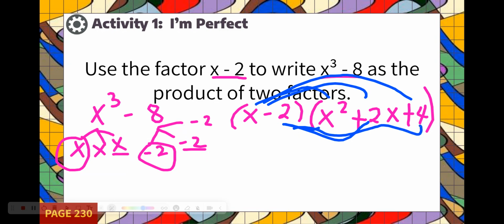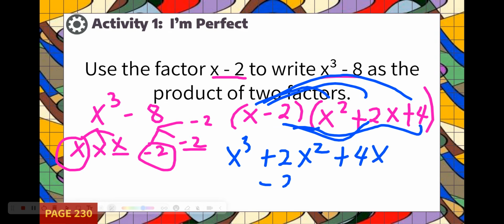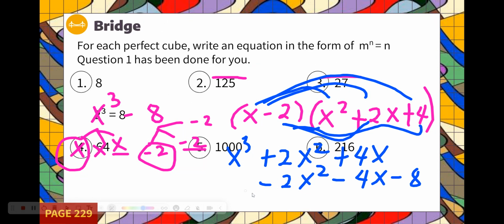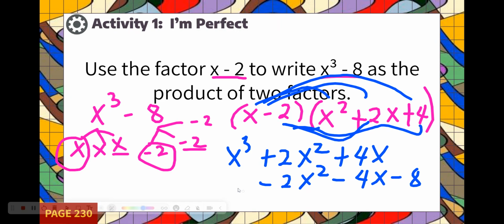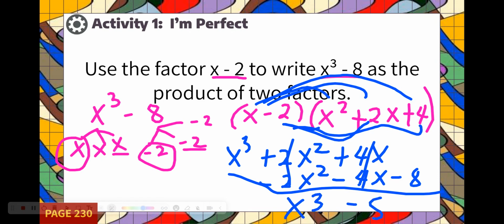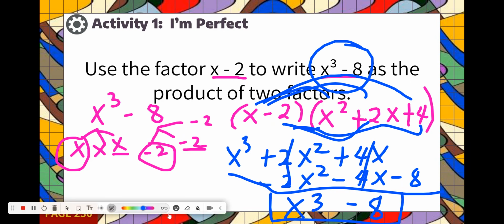So let's begin. X times x squared is x cubed. X times 2x is 2x squared. X times 4 is 4x. X squared times negative 2x is negative 2x squared. Negative 2 times 4x is negative 4x. Negative 2 times 4 is negative 8. If you do this, the like terms cancel out, and what remains will be x cubed minus 8, which means we are correct. Got that? Alright.